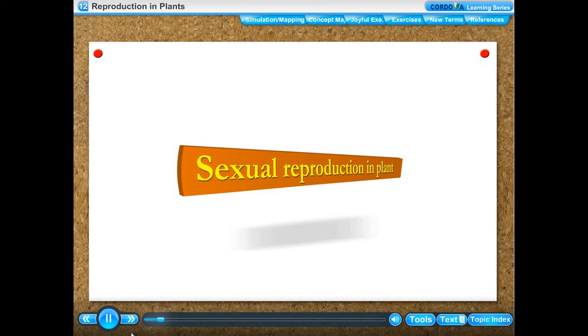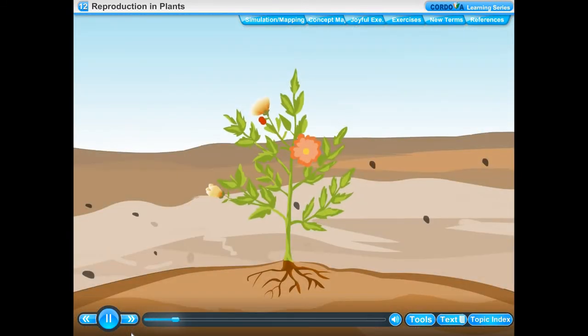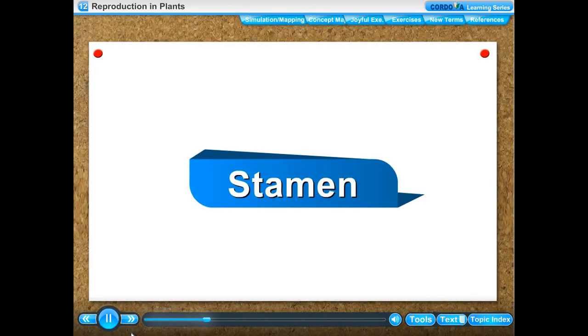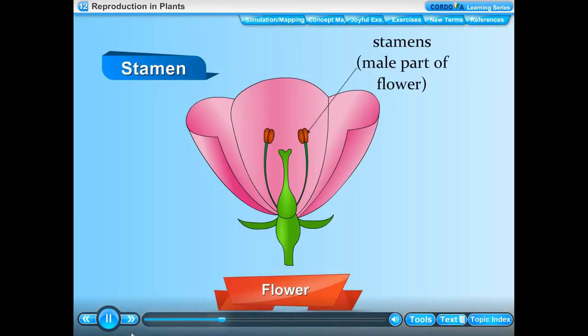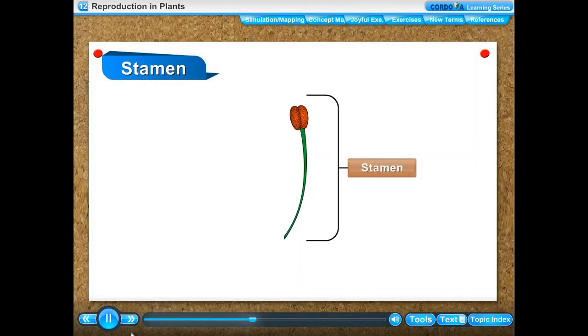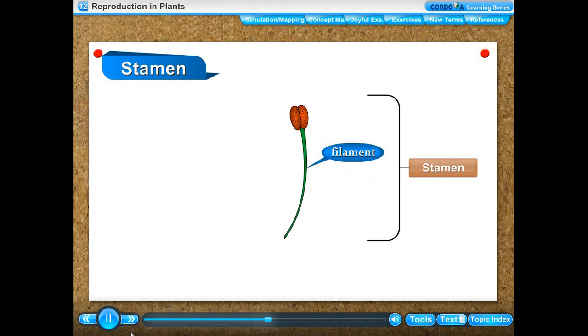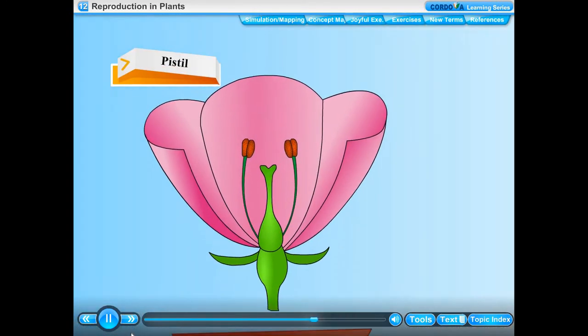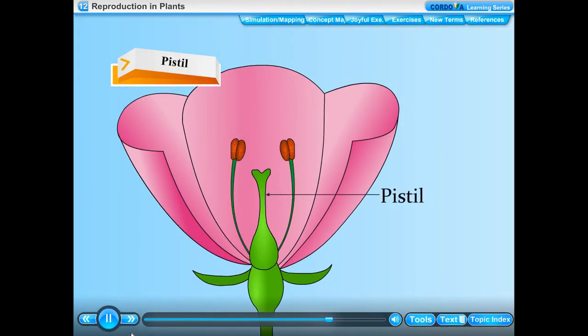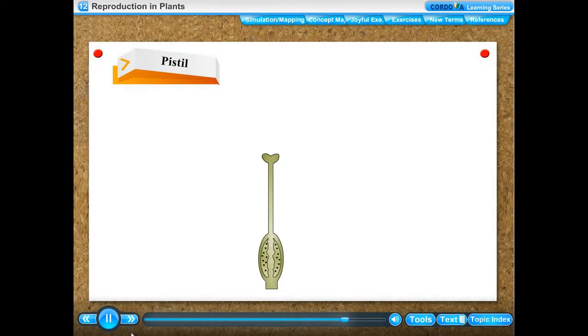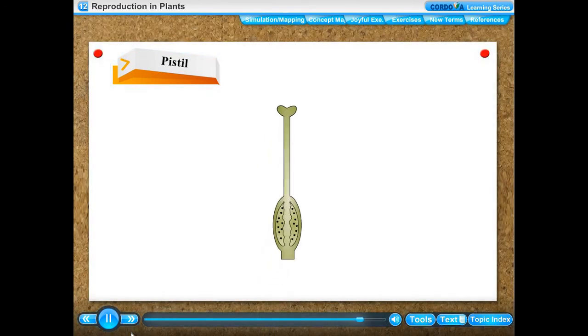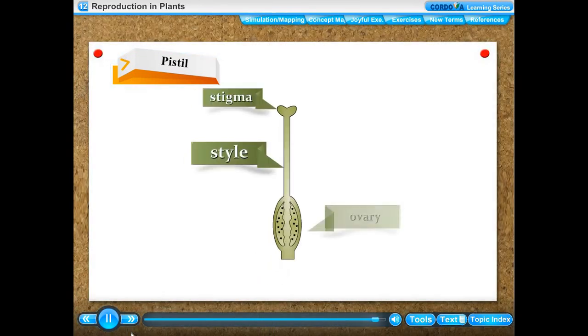Sexual reproduction in plants. The plants that have flowers are called flowering plants. Stamen, male reproductive organ of a plant. Here, anther has been cut open to show pollen grains inside it. Pollen grains, anther, stamen, filament. Pistil. Pistil is the female reproductive organ of the plant. It is made of 3 parts: stigma, style, and ovary.